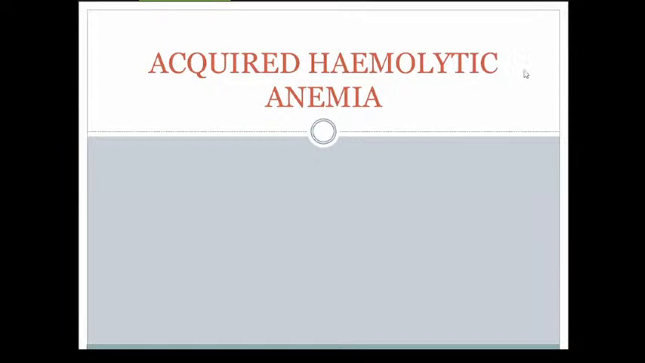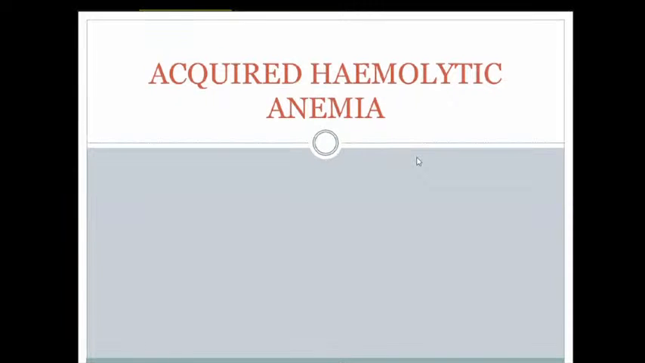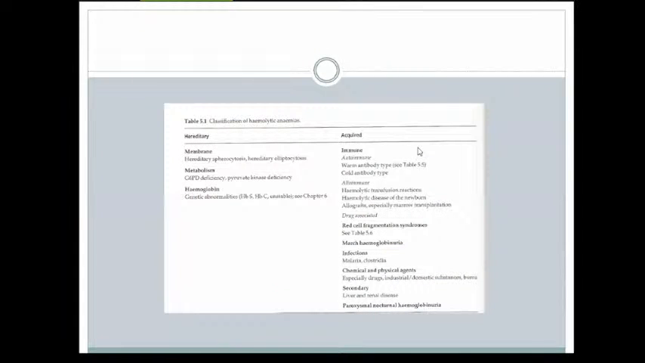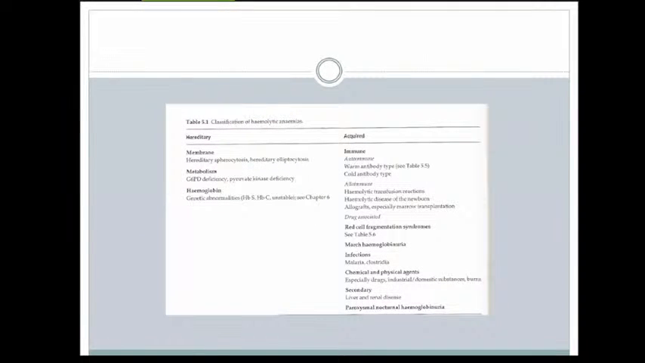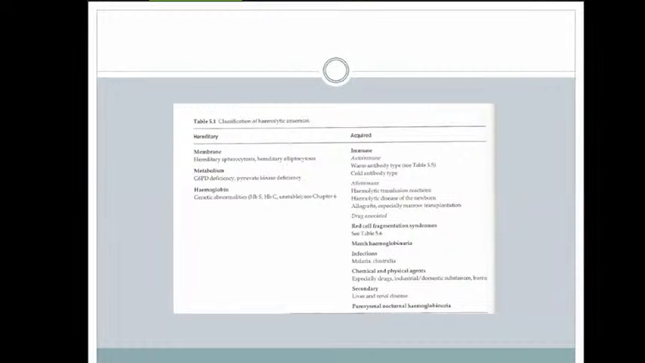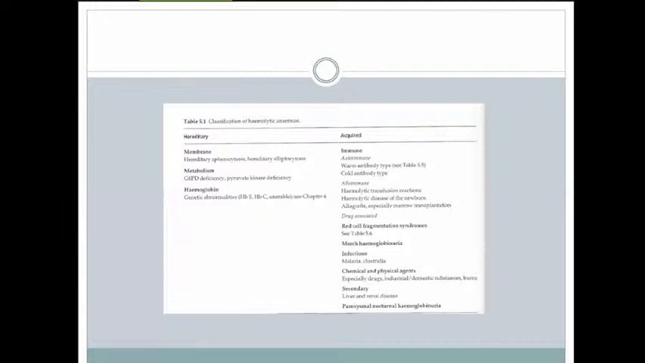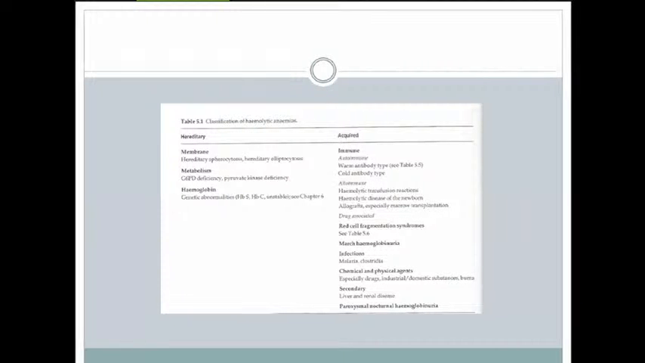So this is just an overview of the classification of hemolytic anemias. As you are aware, we have congenital hemolytic anemias, mainly the hemoglobinopathies, the membranopathies, and the enzymopathies. So these are the inherited hemolytic anemias, and I believe those lectures have already been covered.